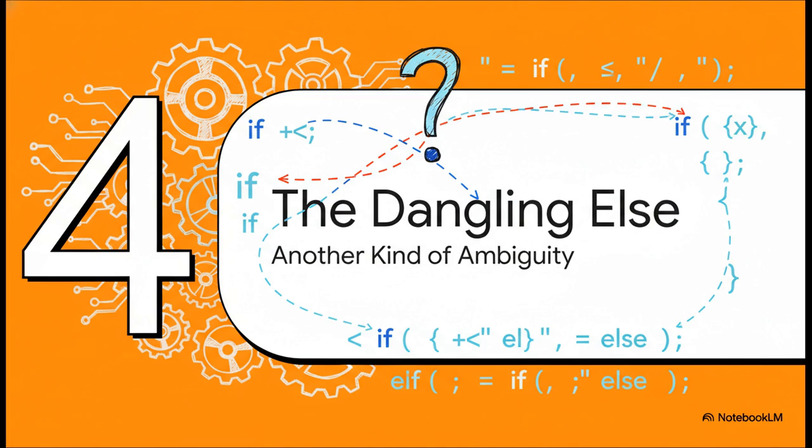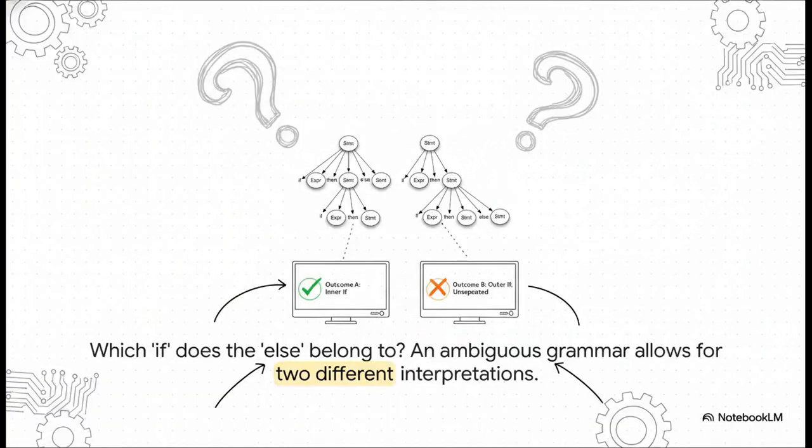Ambiguity is this sneaky problem that pops up in other really critical parts of programming, like the classic dangling else problem. Just take a look at this nested if statement. See that single else at the end? Okay, so which if does it belong to? An ambiguous grammar allows for two different interpretations. And this might seem like a small detail, but depending on which if gets that else, your program could do something completely different. I'm not kidding, this exact problem has led to real-world security bugs that are an absolute nightmare to track down.